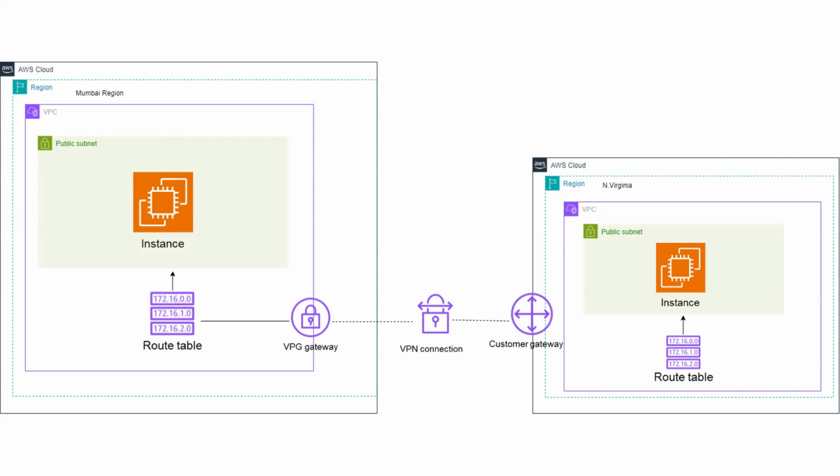And the route table for the public subnet in the North Virginia region is configured to utilize the internet gateway to route traffic to the internet. So traffic originating from the instance in the North Virginia subnet will use the standard internet gateway for internet access.